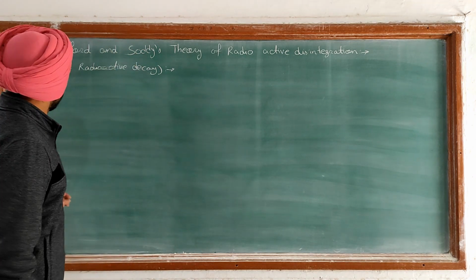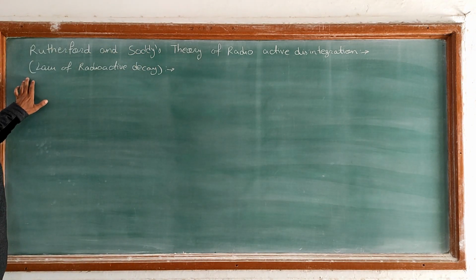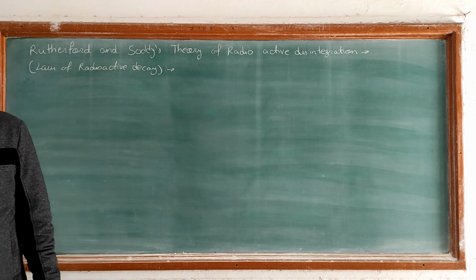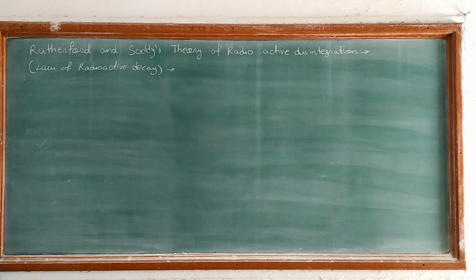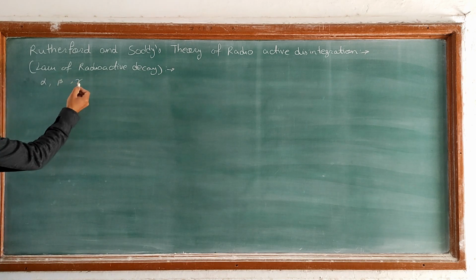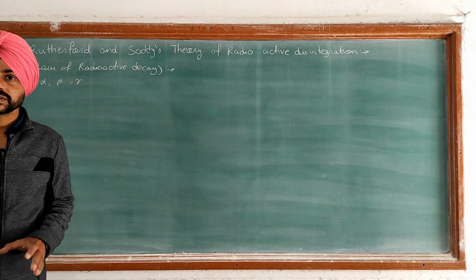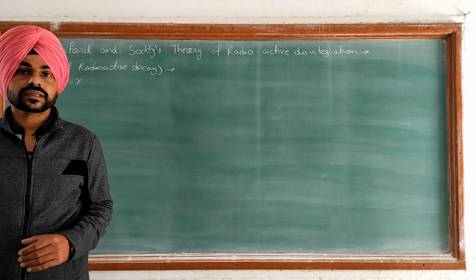In this lecture we will talk about the law of radioactive decay, or the Rutherford and Soddy's theory of radioactive disintegration. When a nucleus disintegrates by emitting a particle like an alpha particle, beta particle or gamma ray, or by capturing an electron from the atomic shell, which is K capture, the process is called radioactive decay. This decay is a spontaneous process and is independent of the environmental conditions.